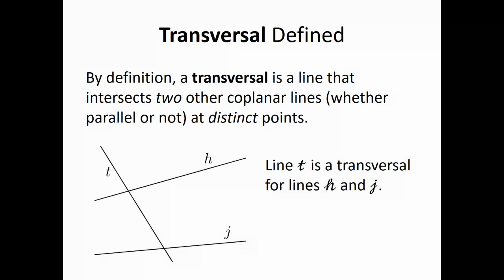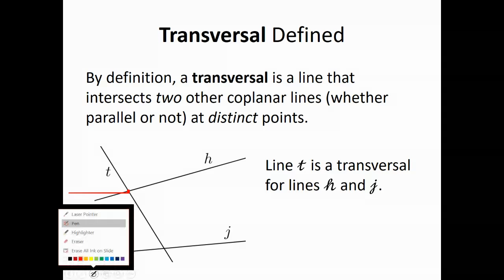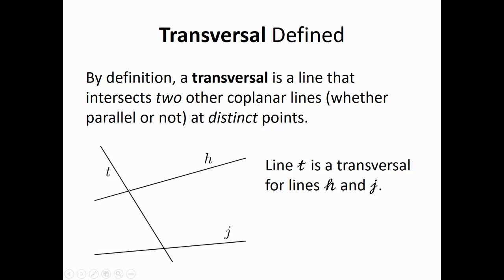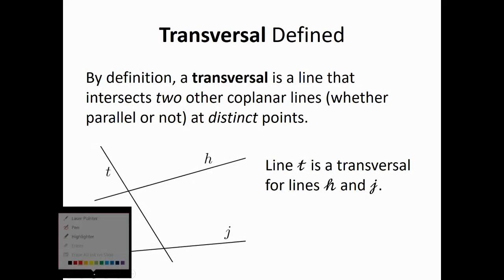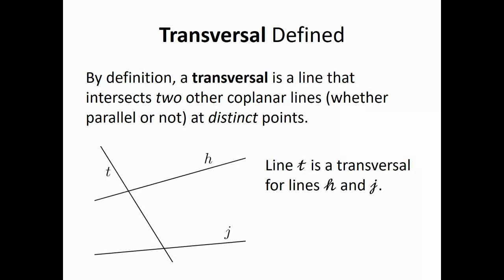So look at our diagram. We have two lines H and J. Each of those is intersected by T, and they are intersected at distinct points. So to provide some names, T intersects H at a point A. T intersects J at a distinct point, a different point B. So T does then count as a transversal for the lines H and J.